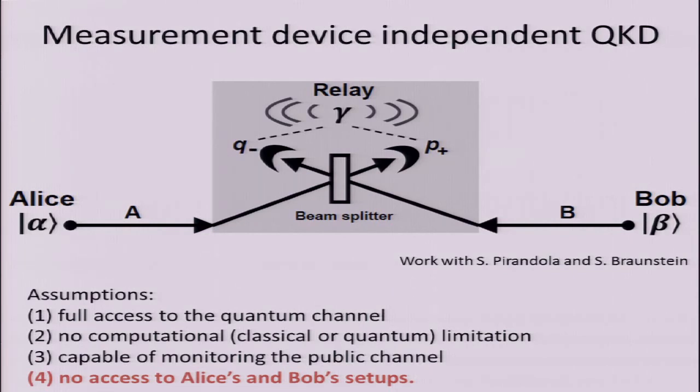So this is called the measurement device independent QKD. Here we also relax the last assumption. There's no access to Alice and Bob setups that we now allow for, and there's actually access to the measurement device in the middle by Eve. And this can be proven theoretically to be unconditionally secure. We're now setting up this experiment in the laboratory, so my students are working on it at this very moment.